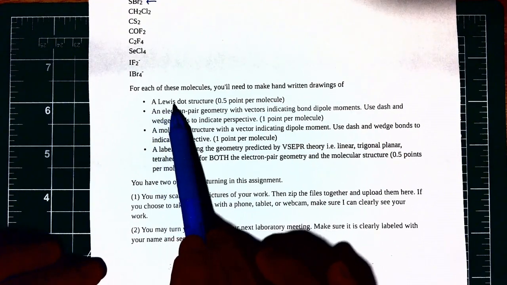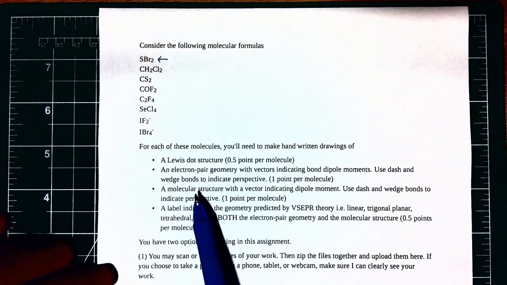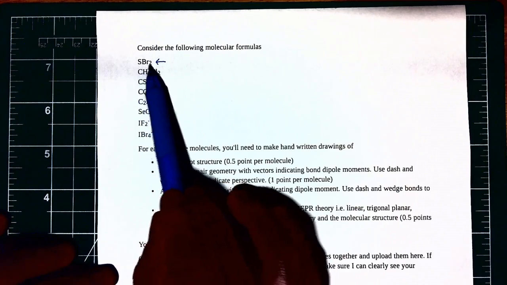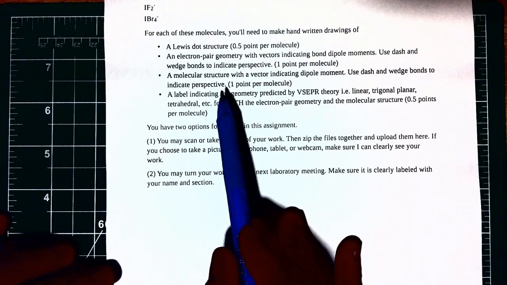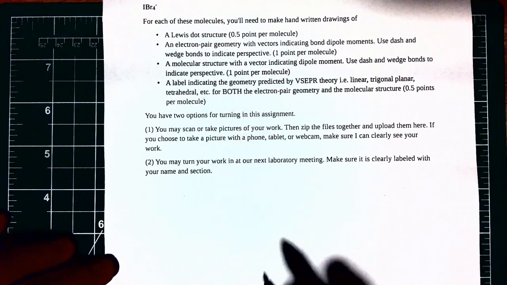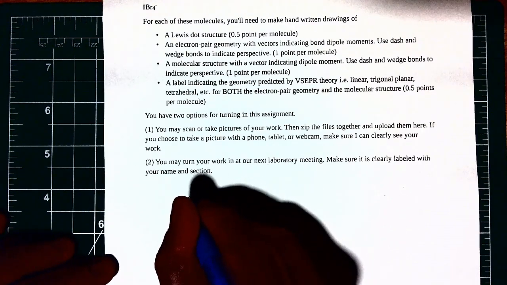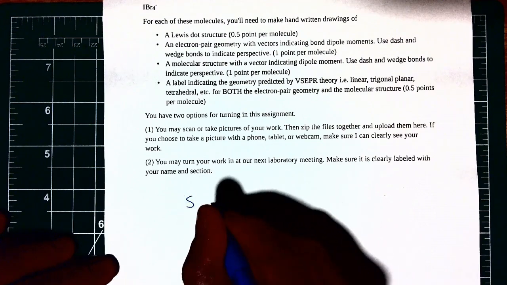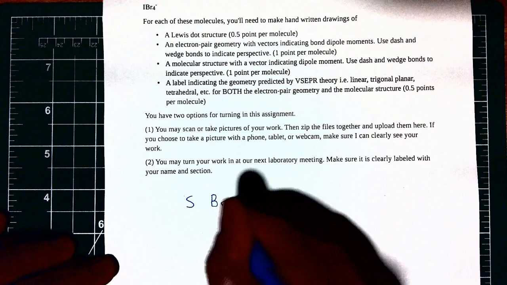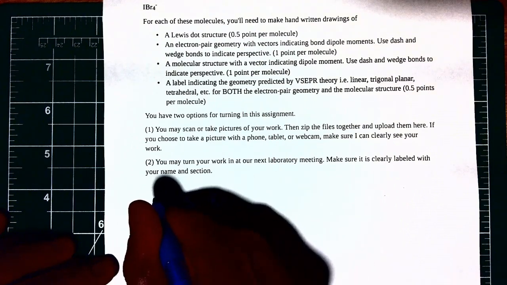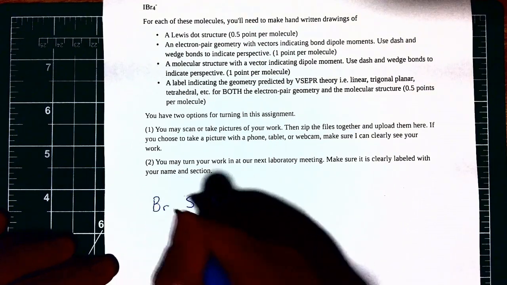We need to draw out a Lewis dot structure for our sulfur dibromide here. In order to do that, we're going to start by identifying all of the different atoms that are in that species. So we've got a sulfur, we've got a bromine here, and on the other side we can toss in our second bromine.